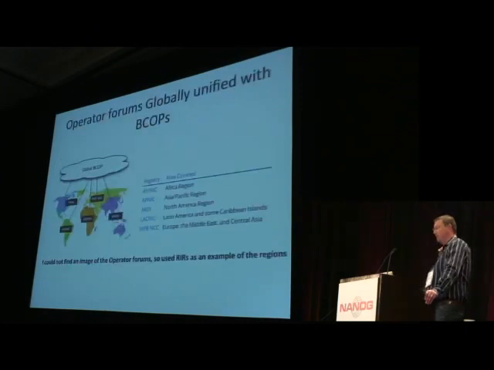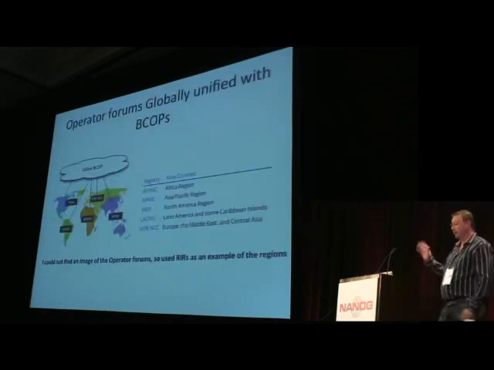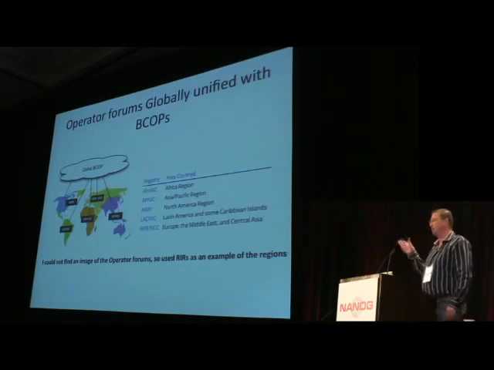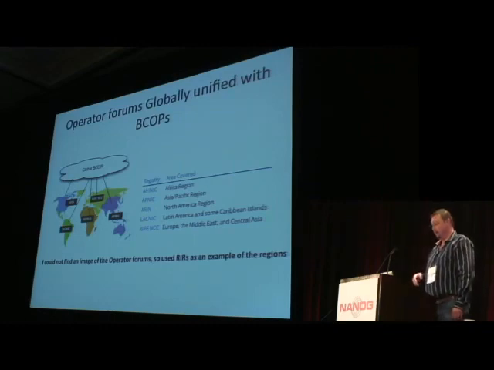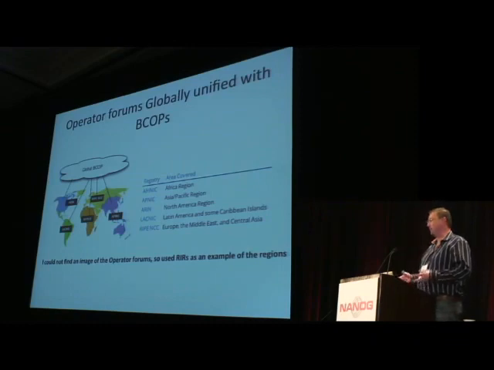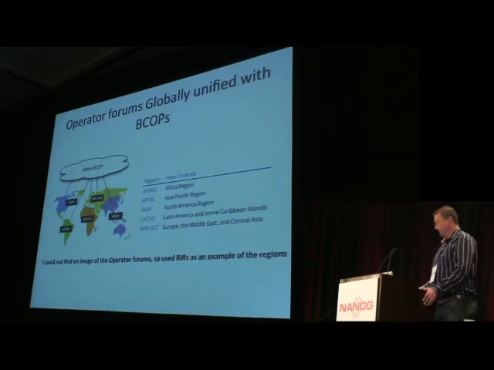So the idea is fairly simple, right? And this slide, by the way, I just used an image that has RIR names, but this is really meant to represent all of the operator forums that are all over the planet, and there are so many of them, there was no way I could stick them on a slide. The idea is that you have your own regional BCOP development process, your own regional BCOP repositories, and the ability to work with all of the others to cross-pollinate these BCOPs or make them global BCOPs.